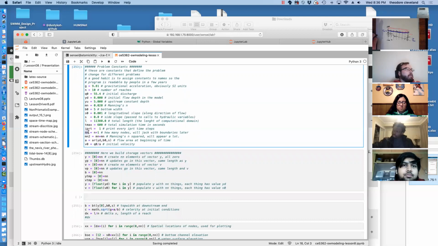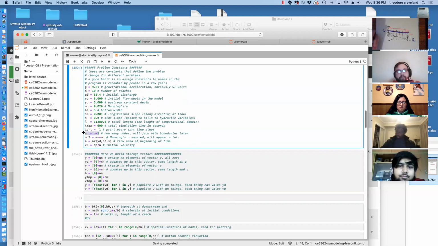And then we're going to have the ability to count beyond our boundaries. For the time being, you're just going to have to take it on faith that this is a useful construct to be able to go at least one boundary position beyond our computation domain to handle the left and right boundaries. Now we're going to square Manning's n because it appears a lot. It's a pain in the neck to try to remember to type it correctly.